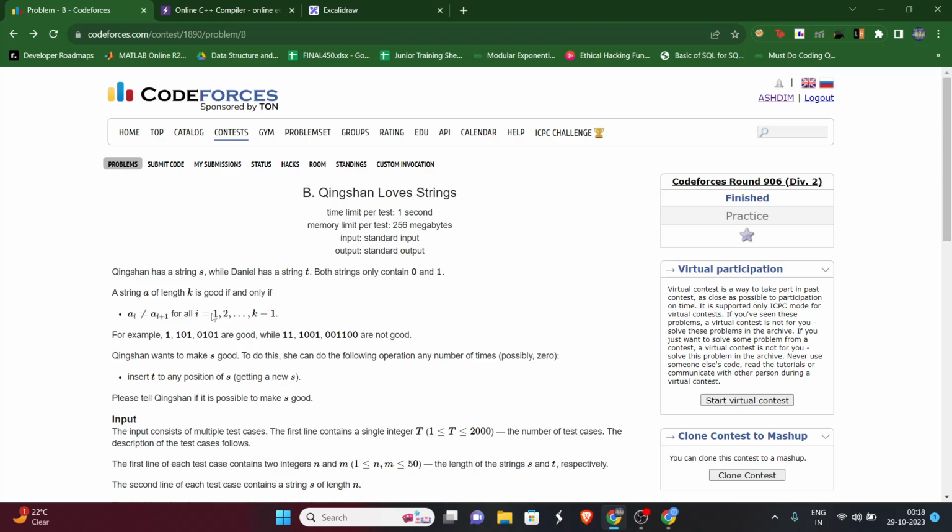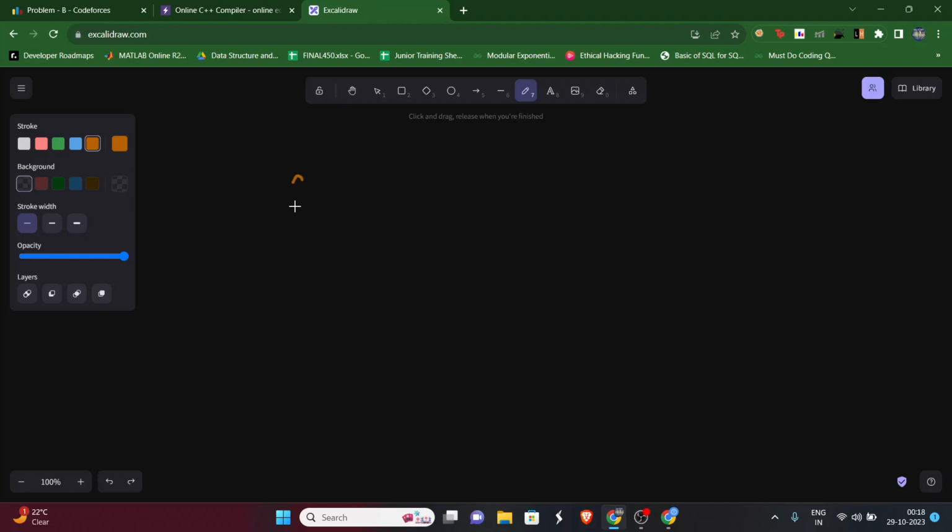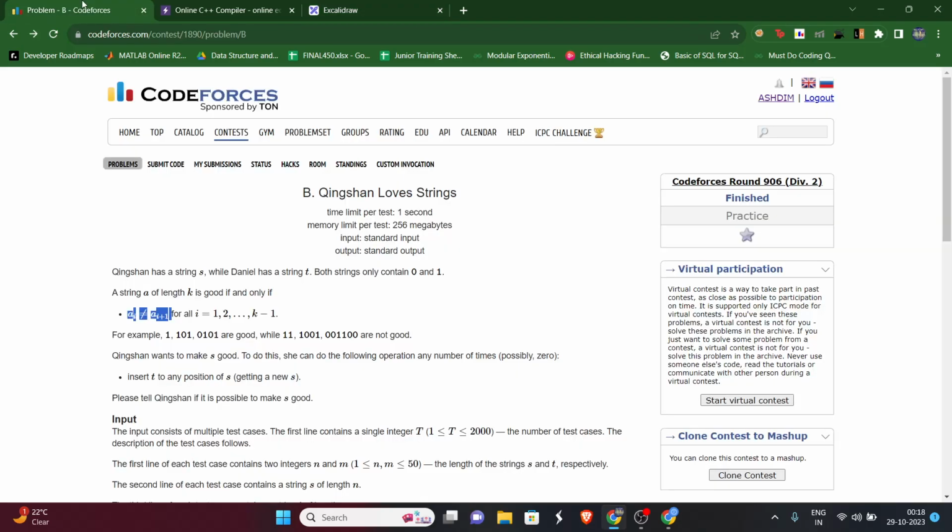Okay, cool. So what the question says is, if we have a string a of length k, or any string a, then it is good only if it follows this condition: a of i should not be equal to a of i plus 1. So if we have some string a, then a of 1 should not be equal to a of 2. Similarly, a of 2 cannot be equal to a of 3. So, in this way.